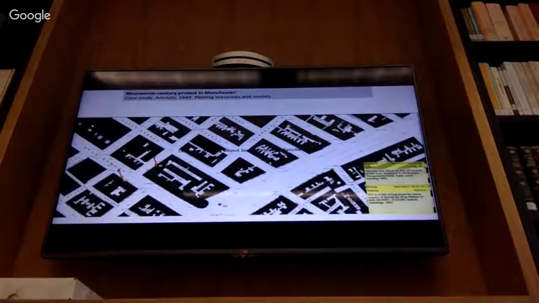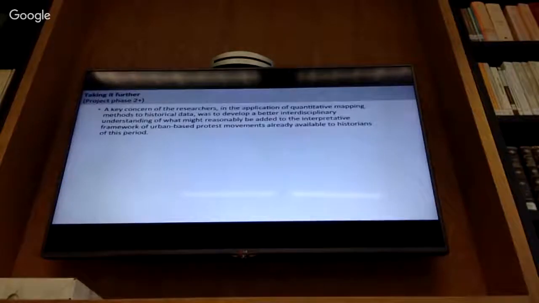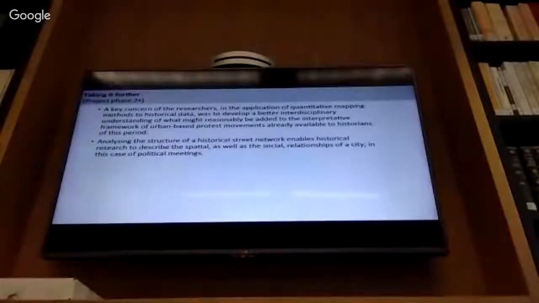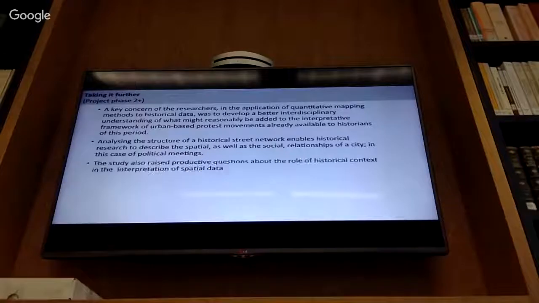So finally, to conclude where we're going next. There's a lot of blurb here, but basically interdisciplinary. So thinking about how we can integrate our three approaches more generally. How do we analyse the structure of a street network so that it explains those social relationships? And thinking about the role of spatial data in historical analysis. That's it.